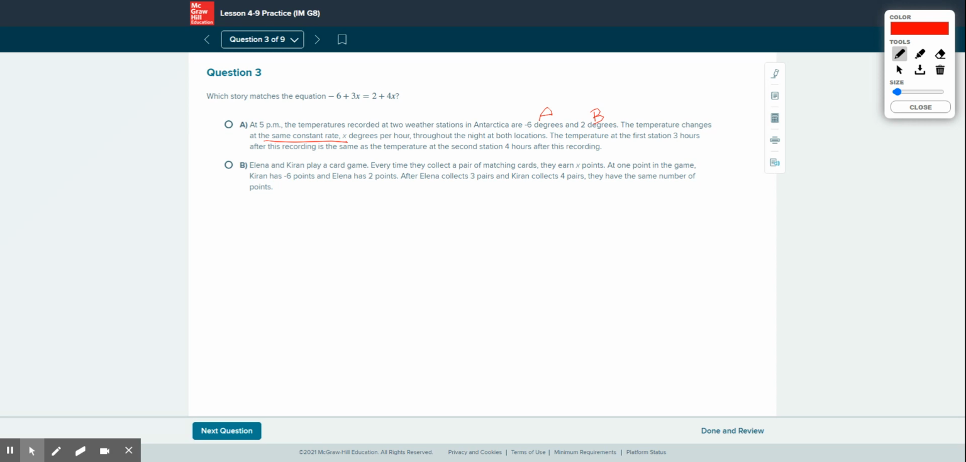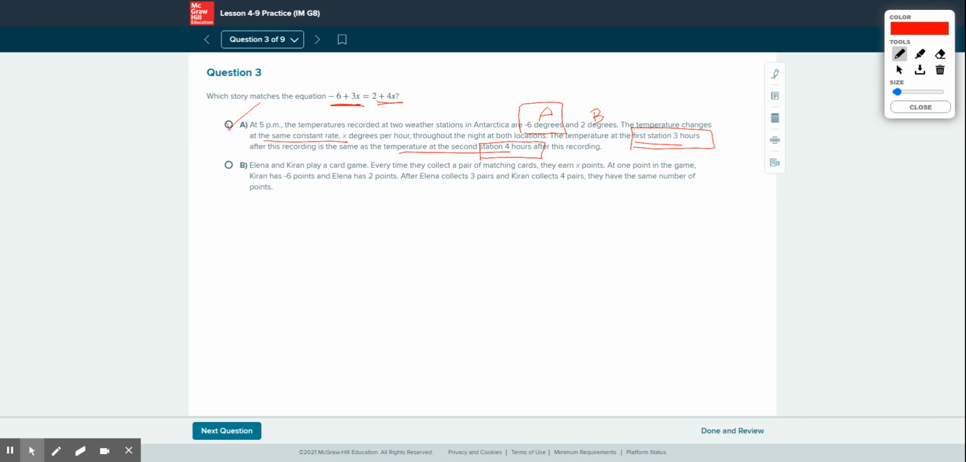The temperature at the first station 3 hours after recording is the same as the temperature at the second location. So when we're talking about the first location, I see that -6 and the 3 times the number of hours matches up perfectly here. Same thing with the second one, 4 hours at the second location. I'm inclined to believe that this is A, but let's figure out why B would be incorrect.